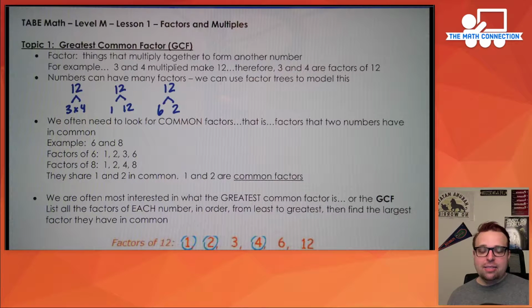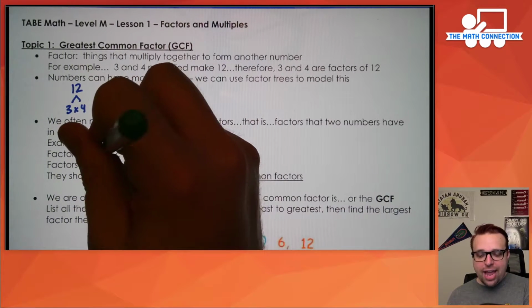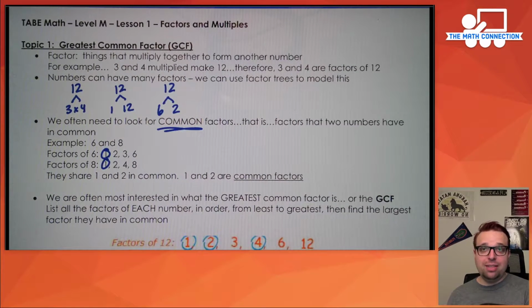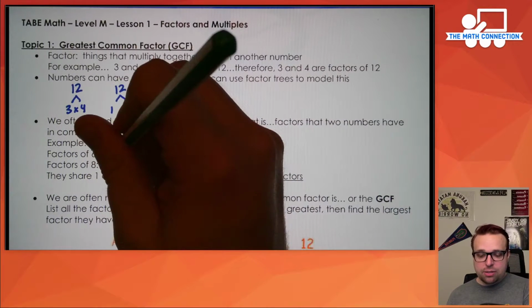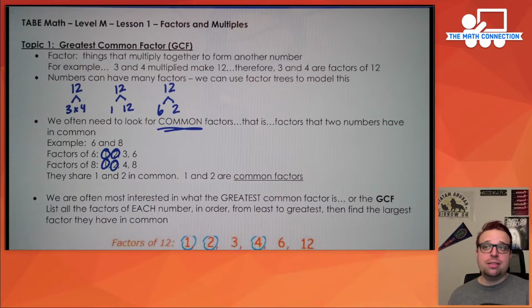Now, because we're talking about common factors, we want to know what factors they have in common, right? So they have 1 in common because both lists contain a 1, and they also have 2 in common because both lists contain a 2. That's it. They don't have any other factors in common, okay?